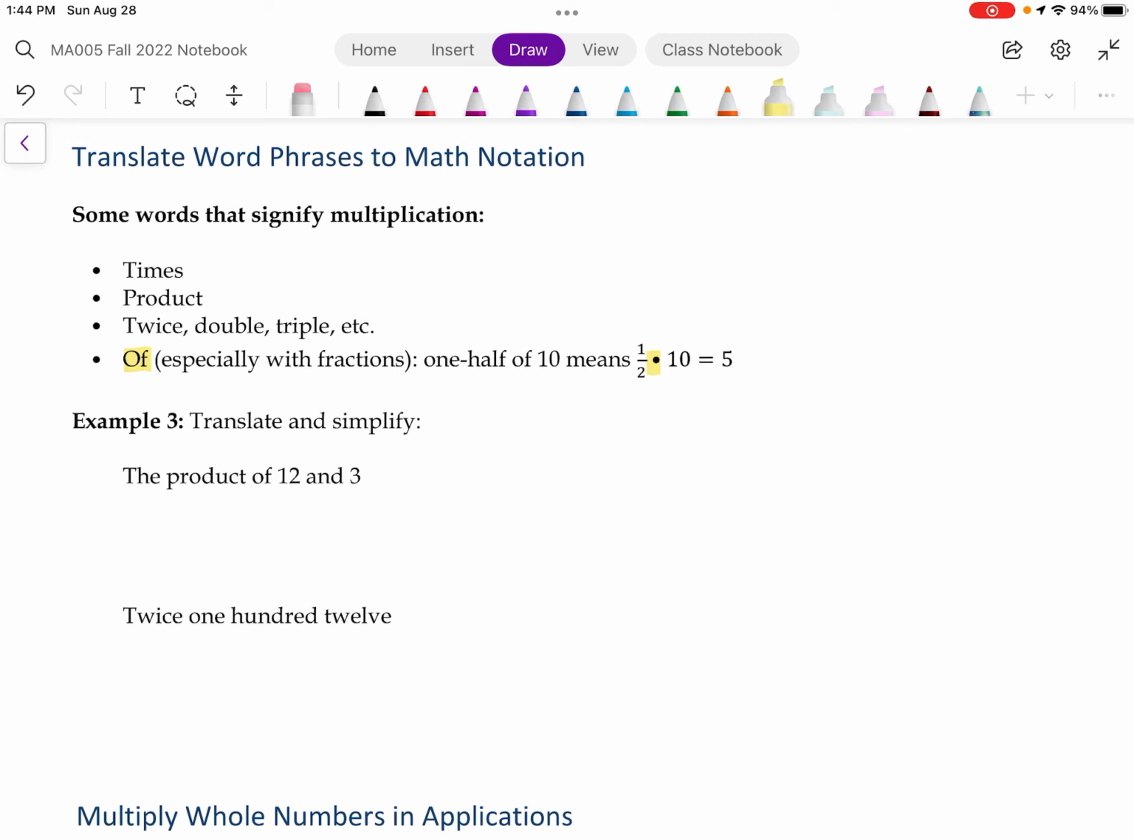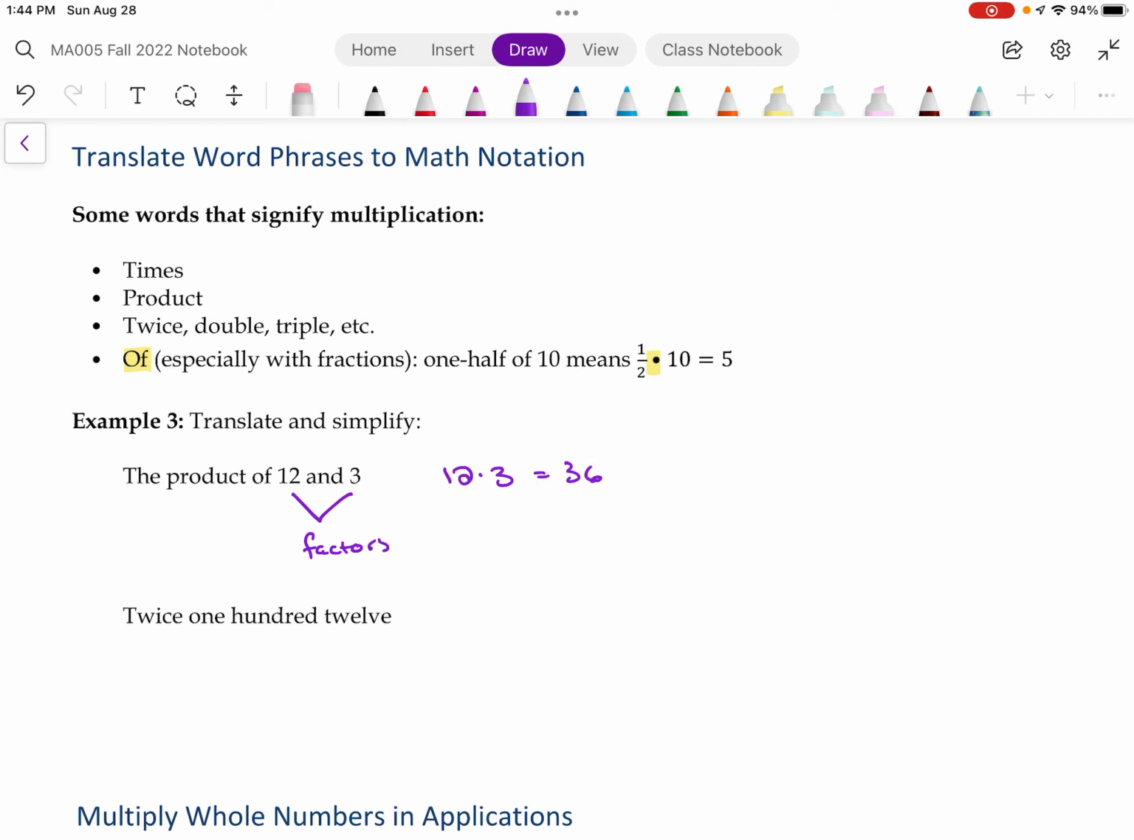So the product of 12 and 3. So 12 and 3 are what we call, these are called factors. Okay, these are factors. They're being multiplied together. So we get product of, and we get 36.